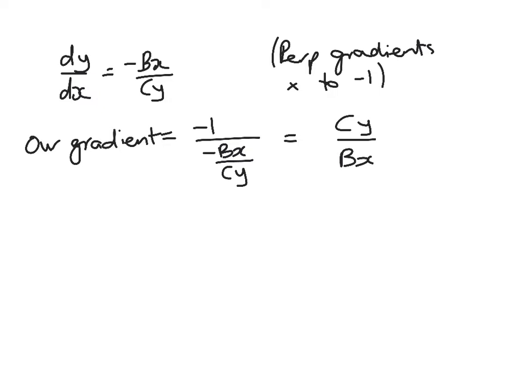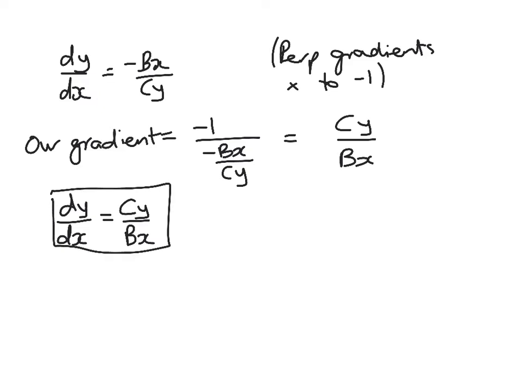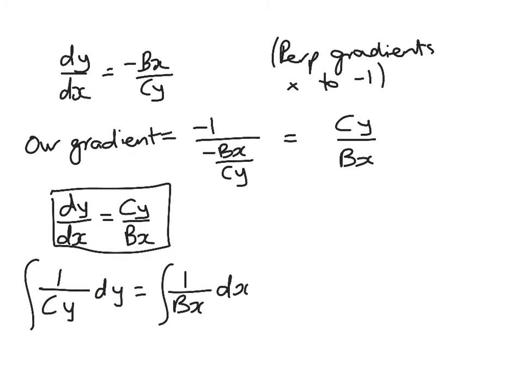So our family of curves is going to be defined by this. The gradient of our family of curves is going to be that. And I think if you see it like that, you spot what to do next, which is that we've got a differential equation, and the only thing we can really do, because we don't know much about d's, is to separate the variables. So doing that, we get 1 over cy dy is equal to 1 over bx dx. And then we integrate both sides with respect to y and with respect to x.